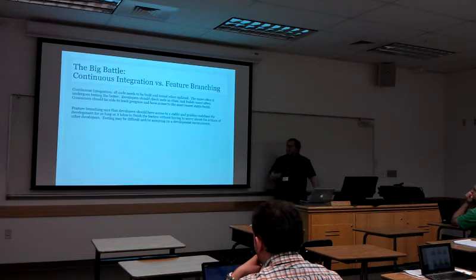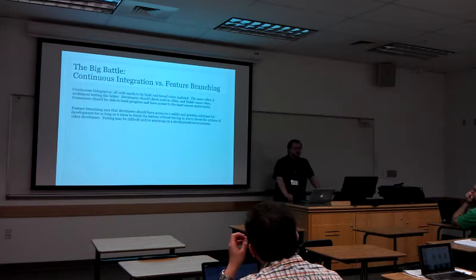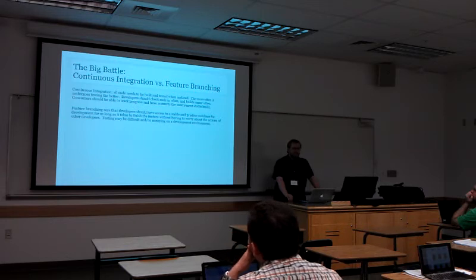So, I don't know if you guys are aware, but there's currently kind of an ideological battle going on in terms of development styles. Hopefully everyone here has heard of the idea of continuous integration. And I don't know if you have heard of it or not, but also the idea of feature branching. And these are two ideas that are like oil and water. They don't really mix. I don't think anyone's really figured out a way to have them mix yet. They both have their benefits. They both have their drawbacks.